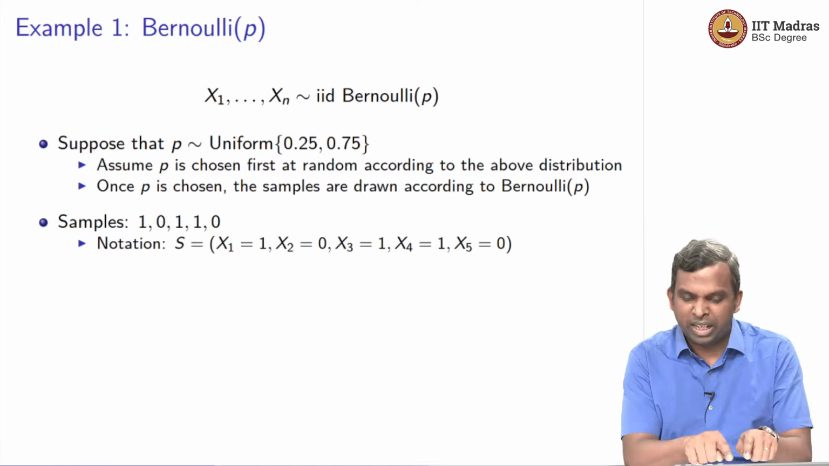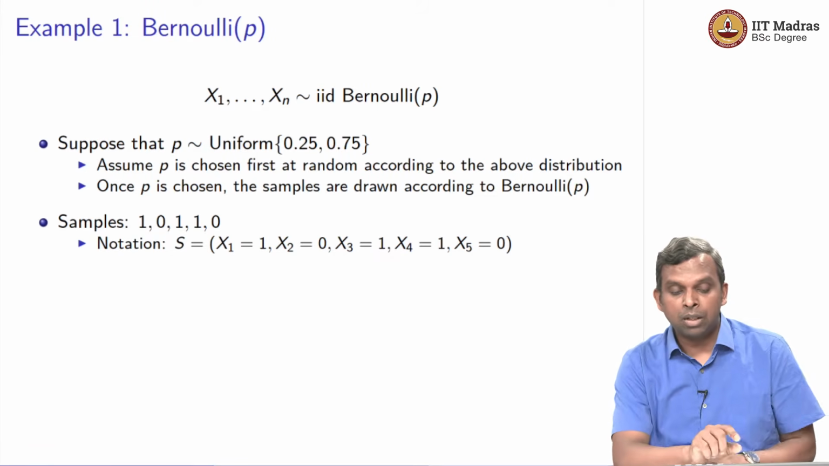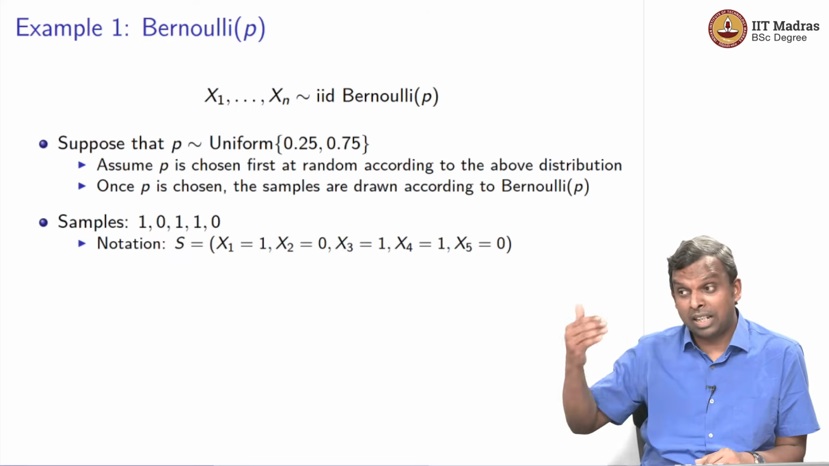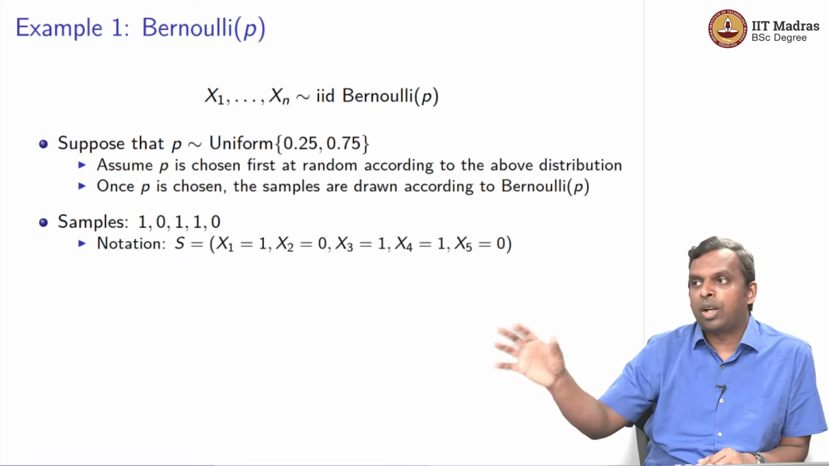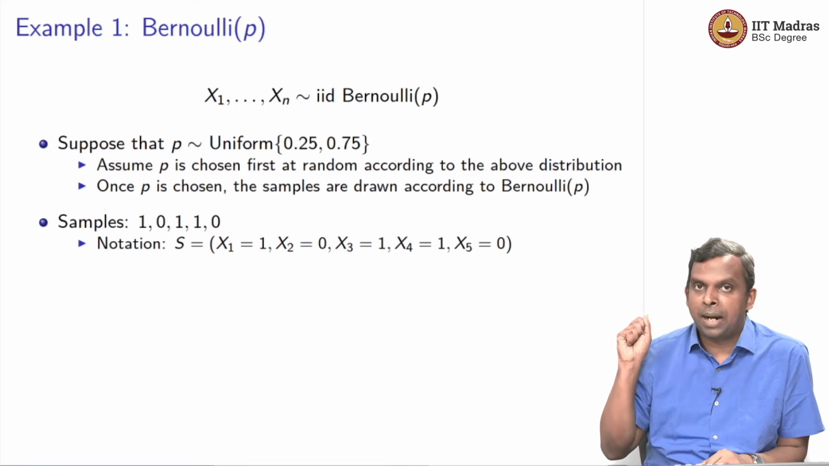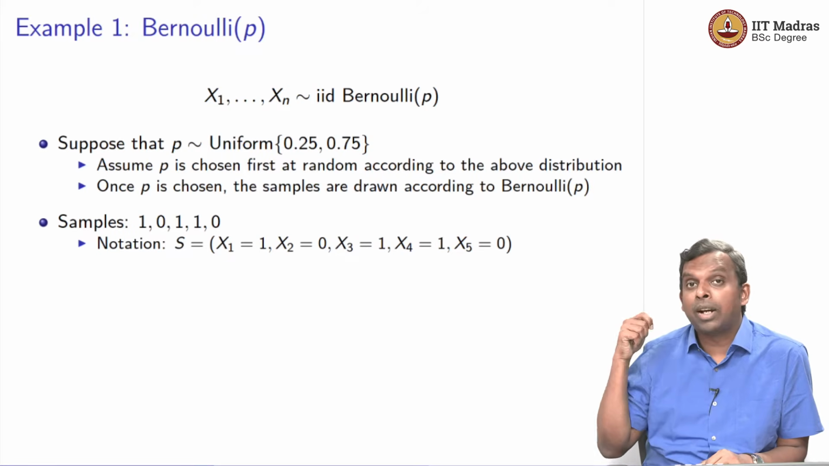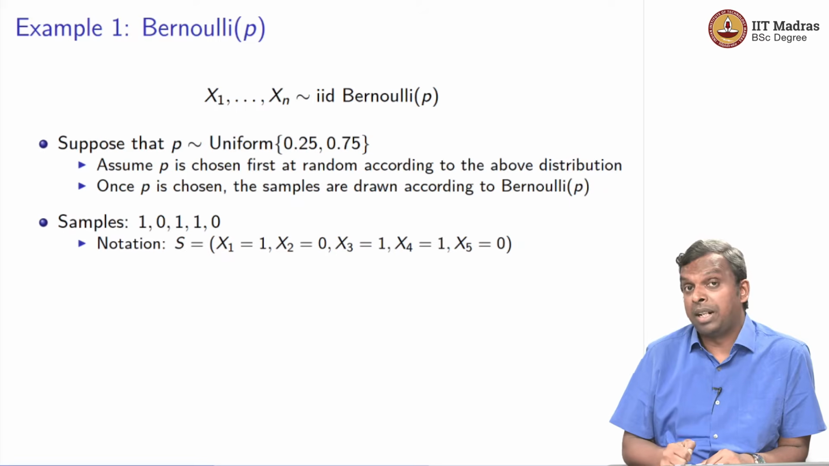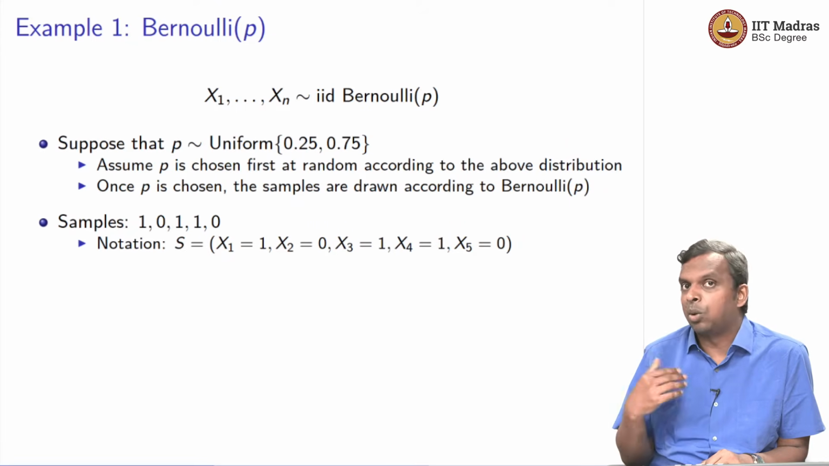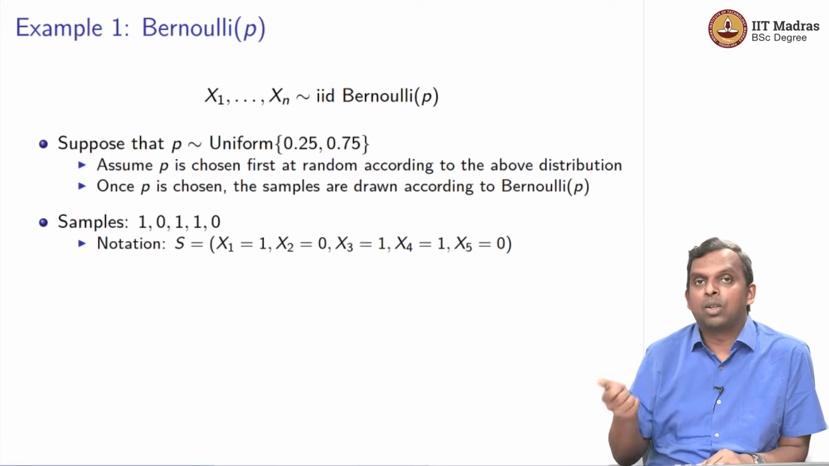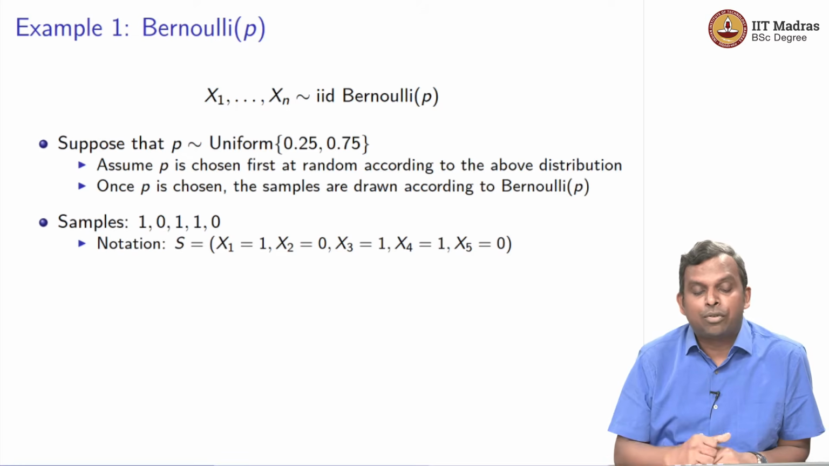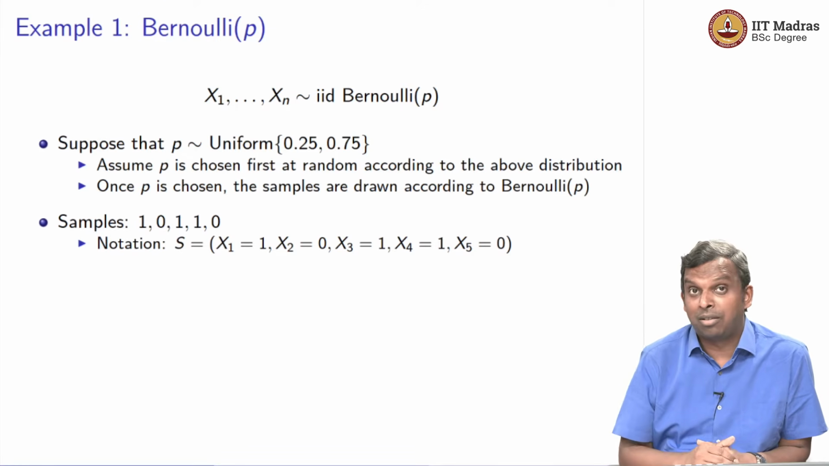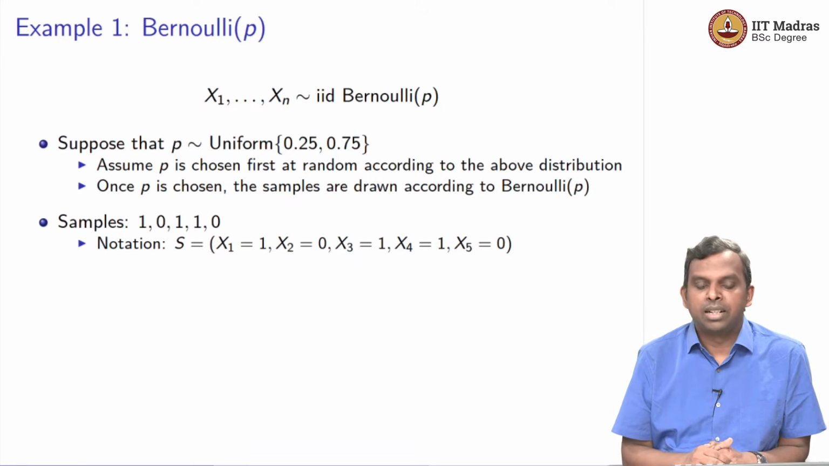I will use this notation for these samples. Notice there are 5 samples: 1, 0, 1, 1, 0. Remember once again, what is the experiment? There are 2 types of coins. I'm picking one type uniformly at random. I could have a 0.25 probability of tails coin, or a 0.75 probability of tails coin. Then I'm tossing this coin repeatedly. Let's say I toss it 5 times and I got 1 0 1 1 0. So this is 5 samples from the Bernoulli distribution.